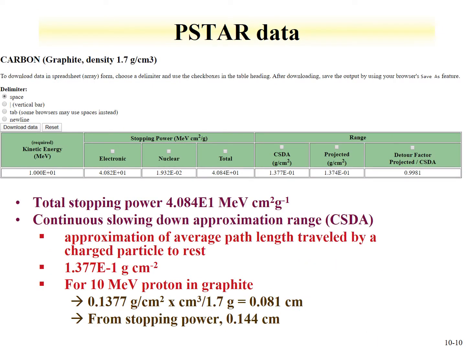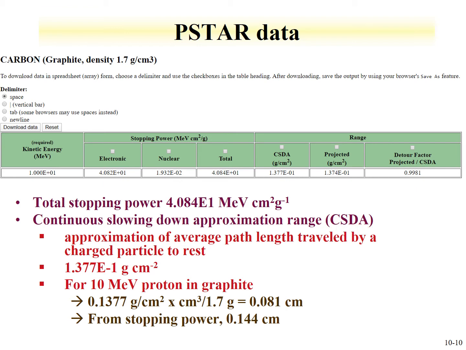This figure shows the PSTAR data, not in the figure form, but from the table. This is what you would see, the density of the carbon, this graphite that was used. There's some selection data on the program. You can download the data. But here you see the kinetic energy, the stopping power, electronic, nuclear, and total. And then something here listed as CSDA, which is the continuous slowing down approximation range.